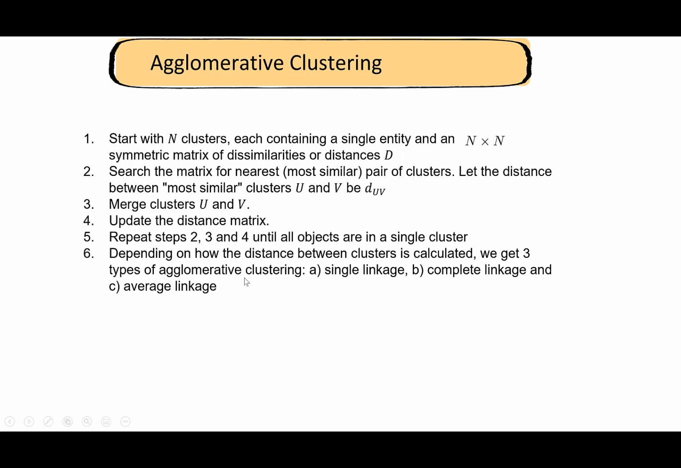So in agglomerative clustering, the idea is the same. We start by putting each element in its own cluster, and we keep combining till all of the elements go in a single cluster. But how do we calculate the distance between the clusters? This will determine the type of agglomerative clustering method. We have three types of these methods: single linkage, complete linkage, and average linkage. In this video, we will be studying single linkage. Complete and average linkage we'll look at in another video.